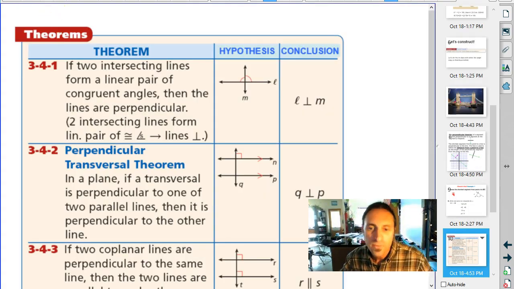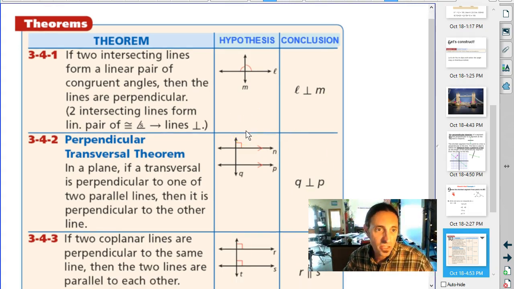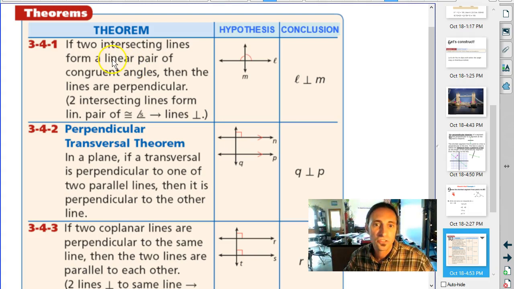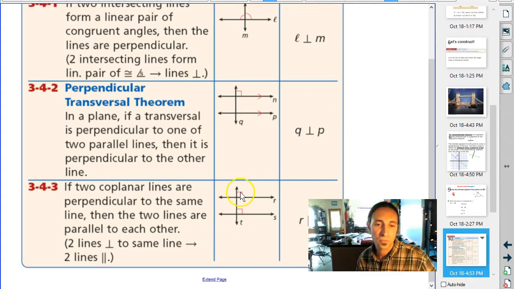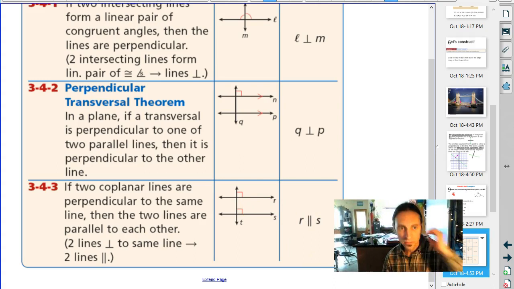Good. All right, you have these theorems in your notes. I made you already get them down. The first one, of course, says if two intersecting lines form a linear pair of congruent angles, well, guess what? Those have to be 90-degree angles. Therefore, those lines are perpendicular. The second one says if you have parallel lines and one of the intersections is perpendicular, then the other one also has to be perpendicular. And the last one says if you've got a line that's perpendicular to two other lines, that means those other lines have to be parallel. I mean, that's all quite reasonable, but let's see how it plays out.